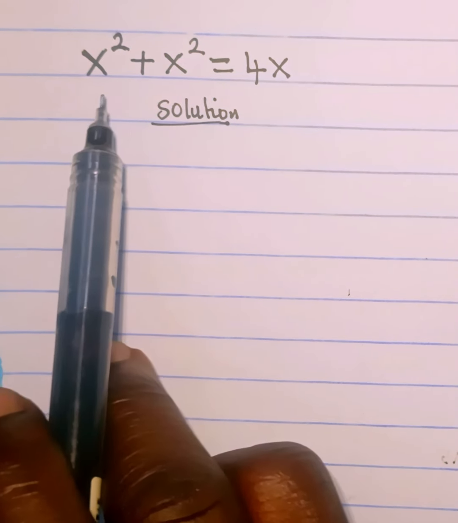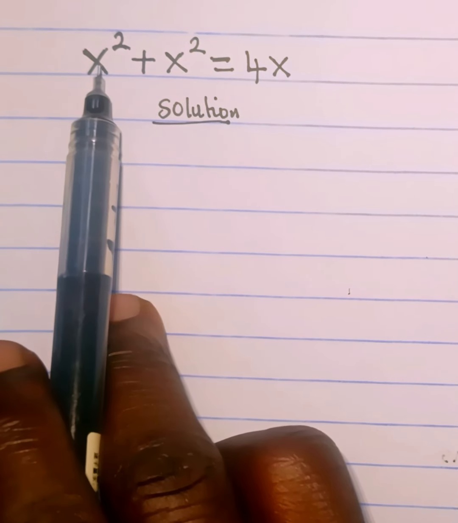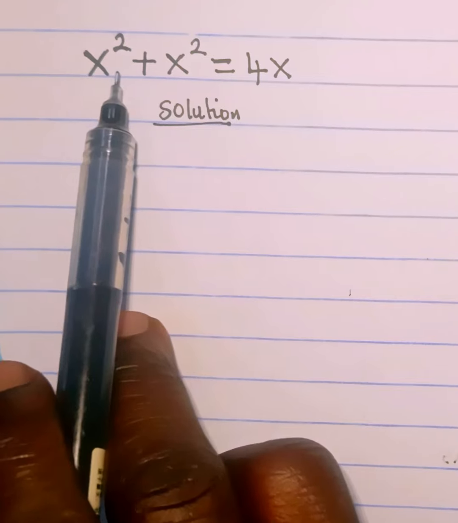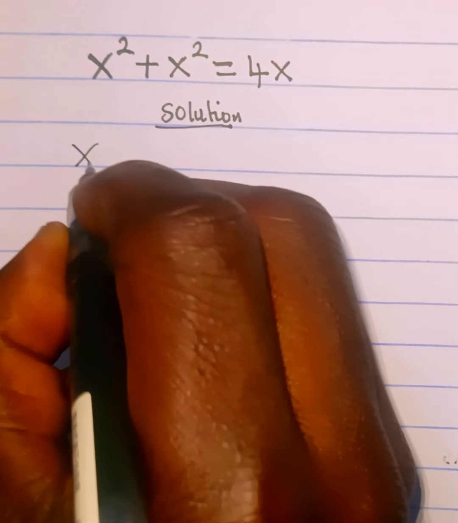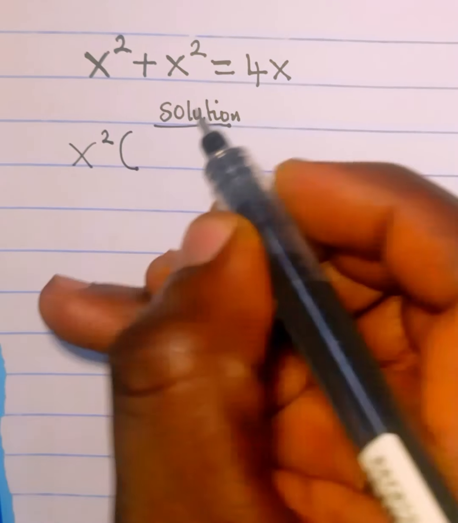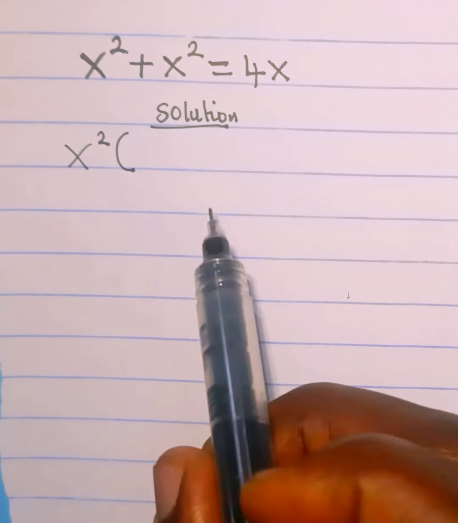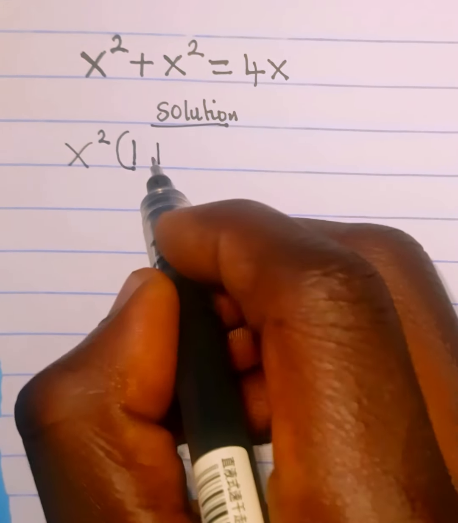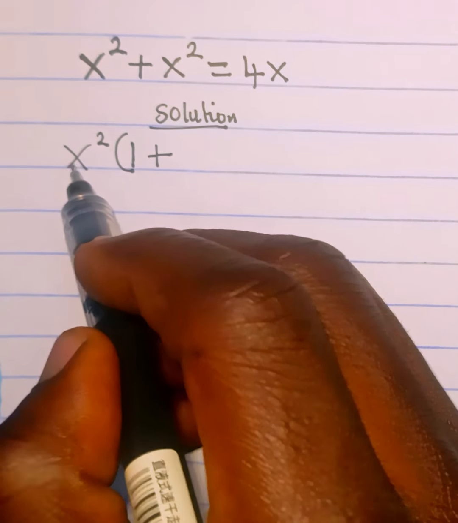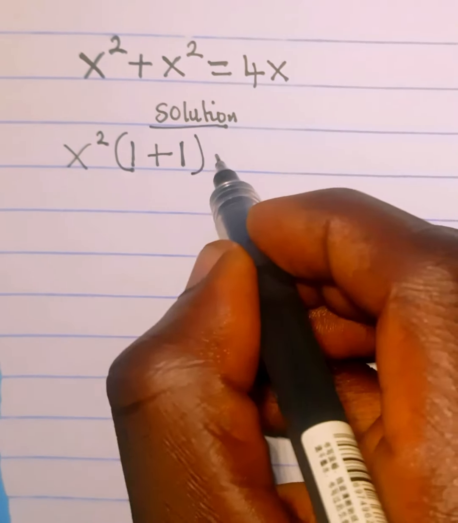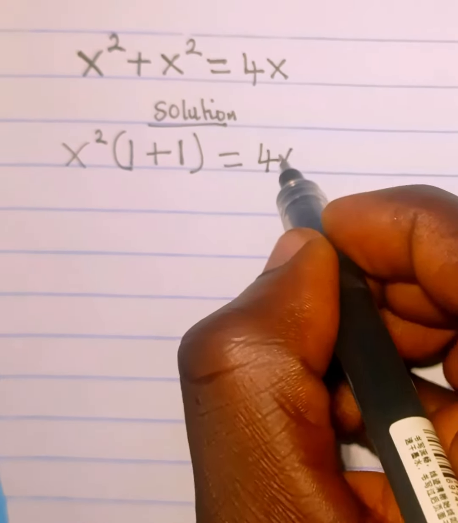As you can see, what do you notice? We are adding the same thing, x to power 2, x to power 2. So therefore, we can factor out x to power 2, then we open bracket. Now we're going to divide. X to power 2 divided by x to power 2 is going to be 1. Then plus x to power 2 divided by x to power 2 is going to be 1. So everything will be equal to 4x.